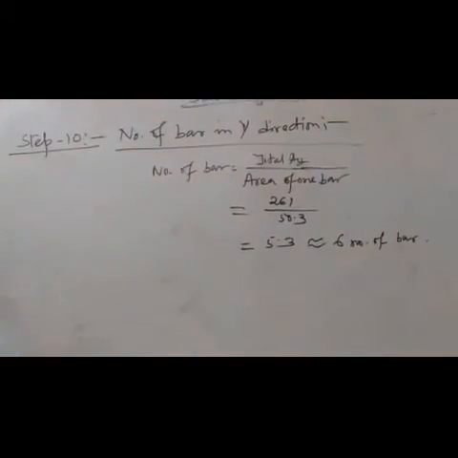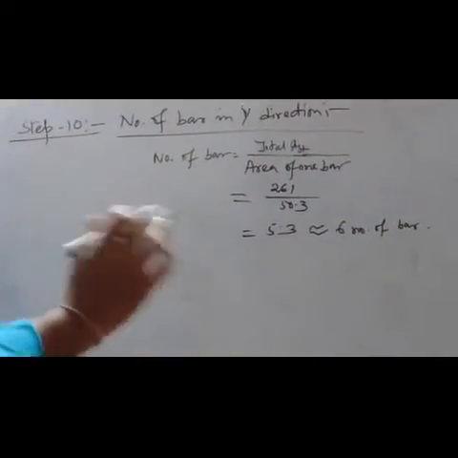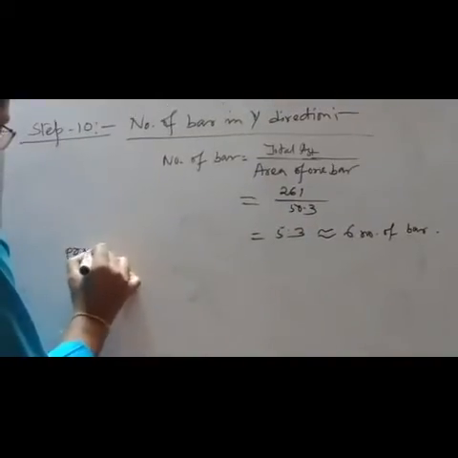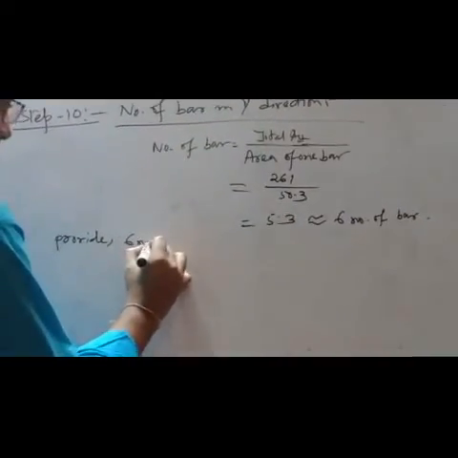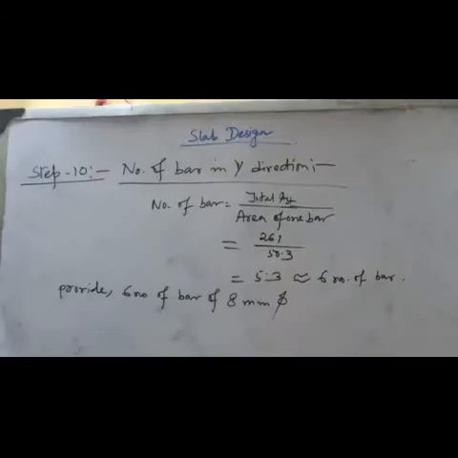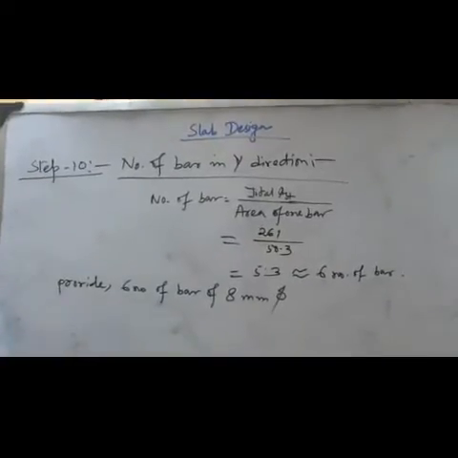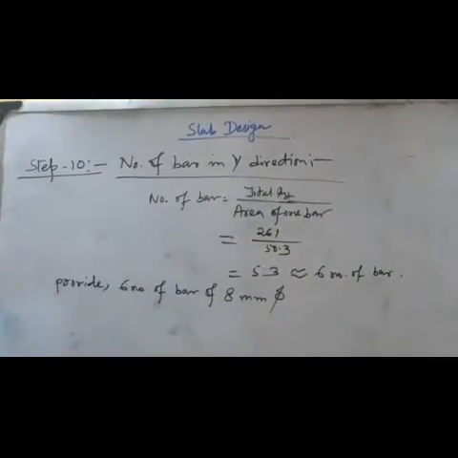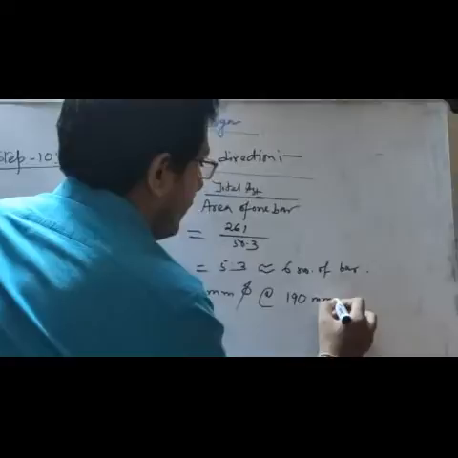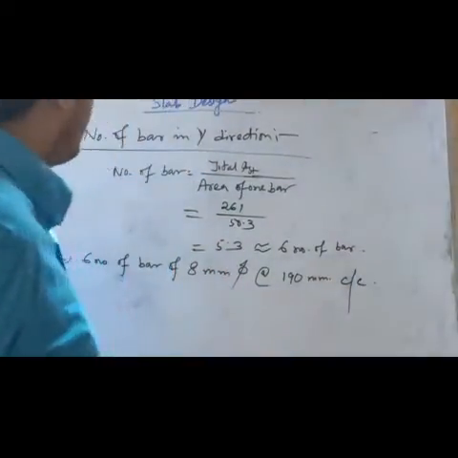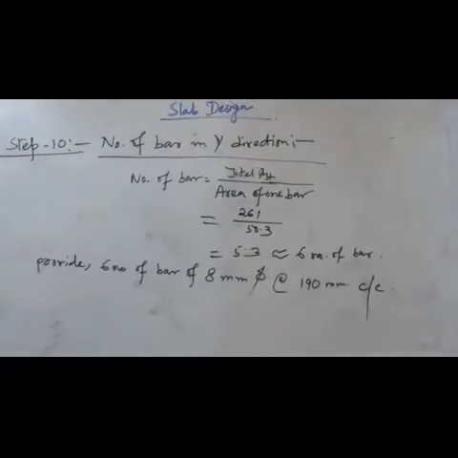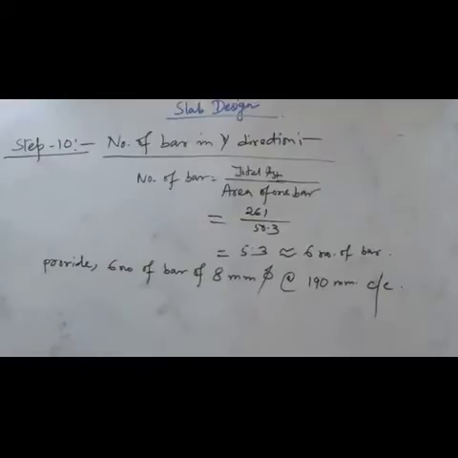So we can write the statement as in x direction: provide 6 number of bar of 8. So I am repeating again. Provide 6 number of bar of 8 mm dia at the rate 190 mm center to center. Okay. So this is all about the reinforcement portion in the slab design.